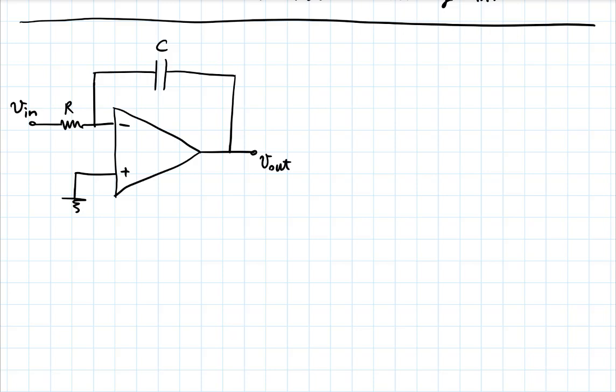So if you know V in, find V out. Let's solve it in the same way. This is 0 volts, that's ground. So I'll have 0 volts also here on this node. And there is no current going through here. So I have 0 amps.